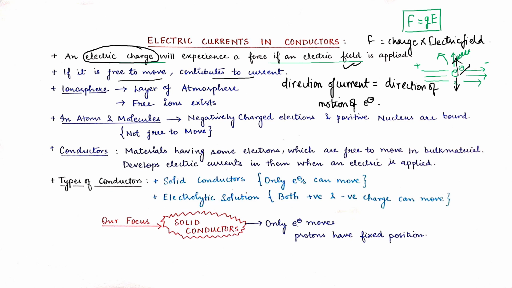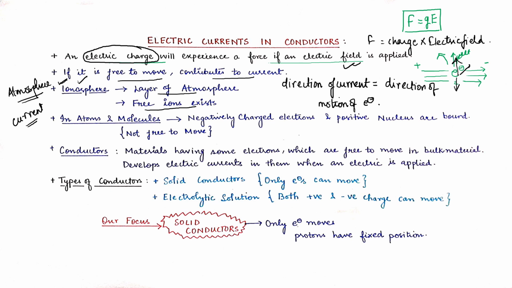Now in our atmosphere there is a layer termed the ionosphere. This ionosphere is a layer of the atmosphere where free ions exist. When these free ions are provided some force or electric field, they will form currents. So Earth's magnetic and electric fields contribute, and you will find a very small range of current flowing in it, and whenever a thunderstorm happens, the ionosphere's ions contribute to it.